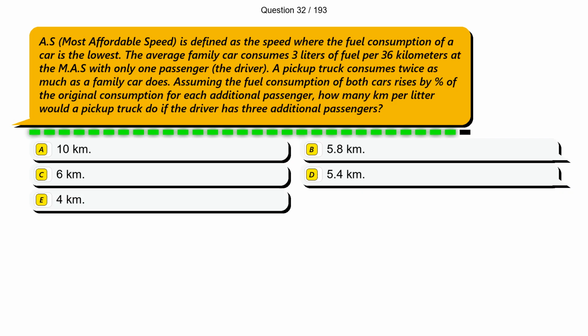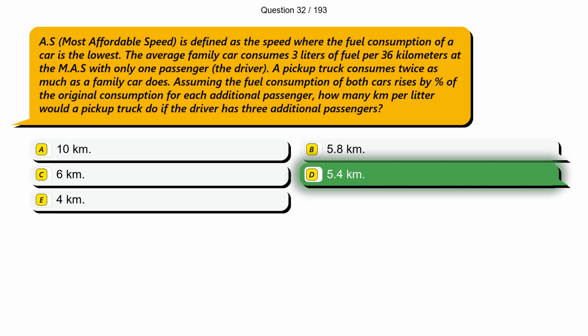Question 32. M.A.S, most affordable speed, is defined as the speed where the fuel consumption of a car is the lowest. The average family car consumes 3 liters of fuel per 36 kilometers at the M.A.S with only one passenger, the driver. A pickup truck consumes twice as much as a family car does. Assuming the fuel consumption of both cars rises by a percentage of the original consumption for each additional passenger, how many km per liter would a pickup truck do if the driver has 3 additional passengers? Option A, 10 kilometers. Option B, 5.8 kilometers. Option C, 6 kilometers. Option D, 5.4 kilometers. Option E, 4 kilometers.